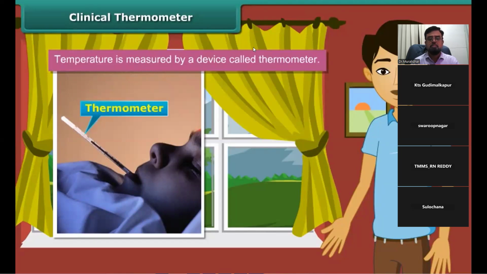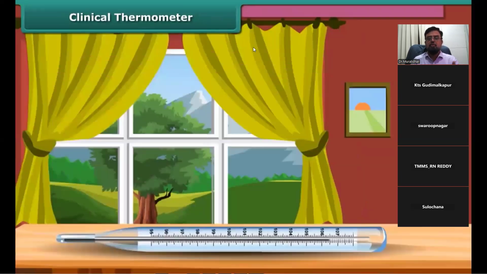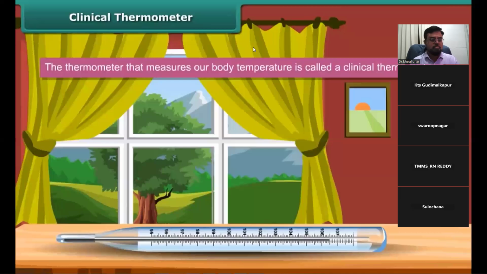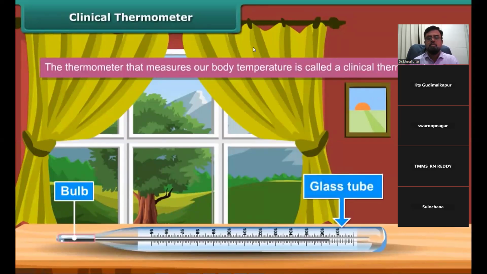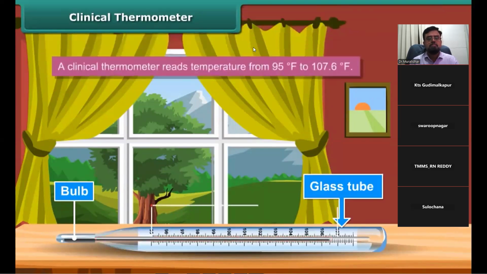Now that we have learnt about temperature, let us look at the device used to measure temperature. It is called a thermometer. The most common use of thermometer is to measure our body temperature. Such a thermometer is called a clinical thermometer. A clinical thermometer consists of a long, narrow, uniform glass tube. It has a bulb at one end filled with mercury.